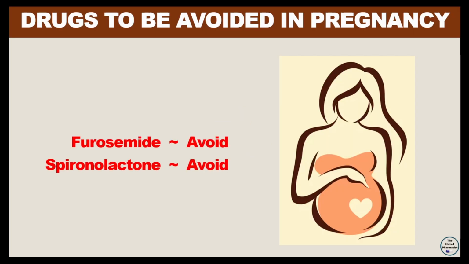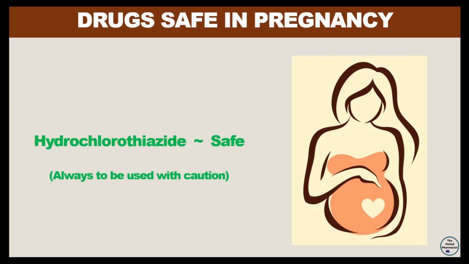Safety in pregnancy. Assessing the safety of diuretics during pregnancy is critical for maternal and fetal health. Furosemide and spironolactone are contraindicated due to risks of fetal growth restriction and antiandrogenic effects, respectively. Conversely, hydrochlorothiazide may be cautiously used for managing hypertension, though only when benefits outweigh risks.